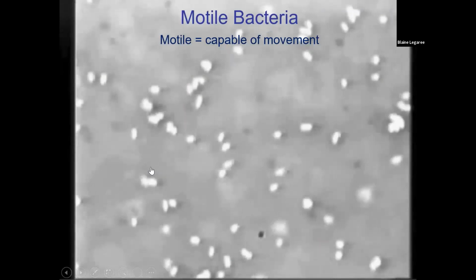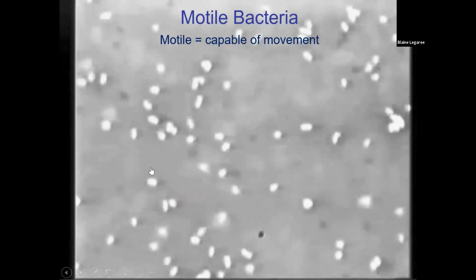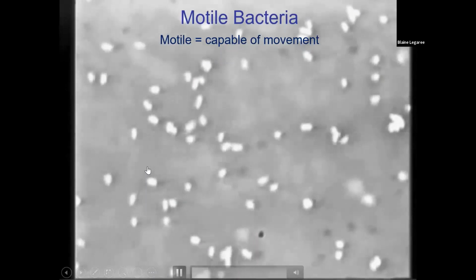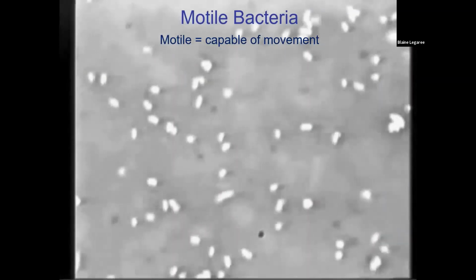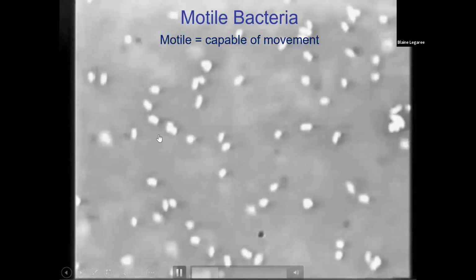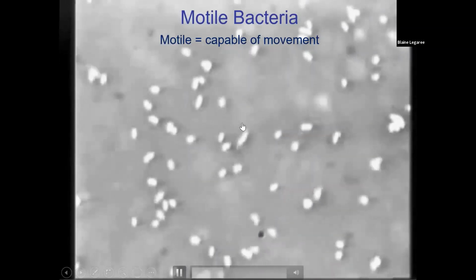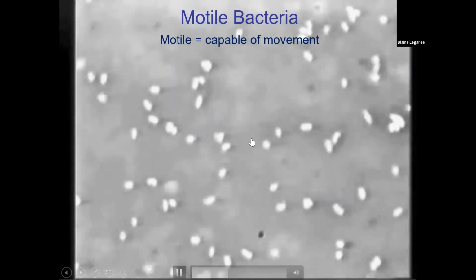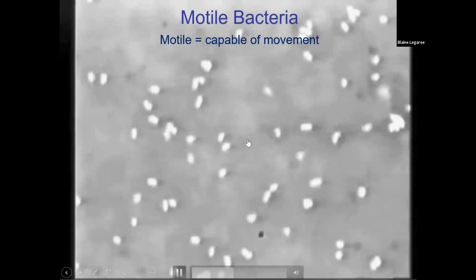Okay, so let's talk about motility. So what does motility mean? It means moving around or swimming or something like that. And you can see these bacteria here, they're kind of swimming around, and they're swimming around in kind of a weird fashion. And so what is going on here?